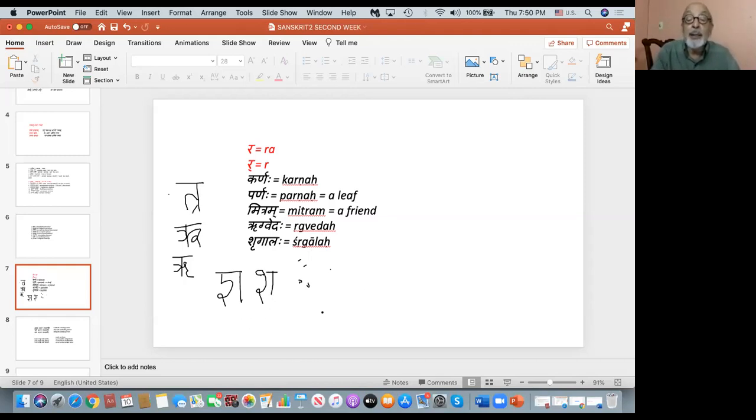And then this is "so," right? Once you put this, it again stands for R. R here, R here, R here, and R. Srigalaha. Rig Veda is the name of the book. Srigalaha.